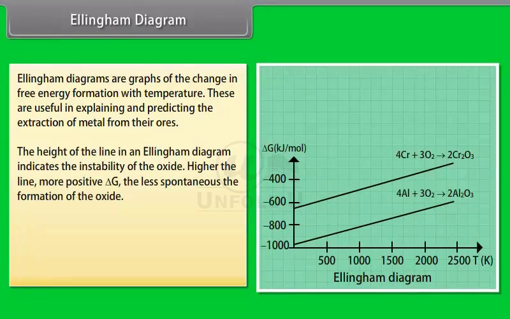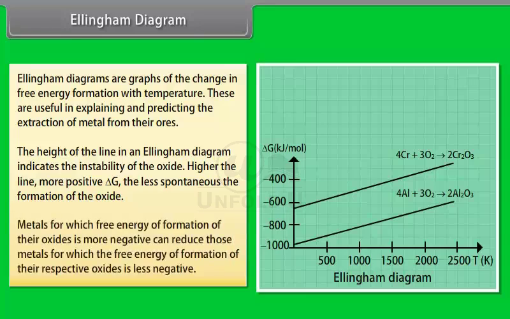The height of the line in an Ellingham diagram indicates the instability of the oxide. The higher the line, the more positive the delta G, and the less spontaneous the formation of the oxide. Metals for which the free energy of formation of their oxides is more negative can reduce those metals for which the free energy of formation of their respective oxides is less negative.